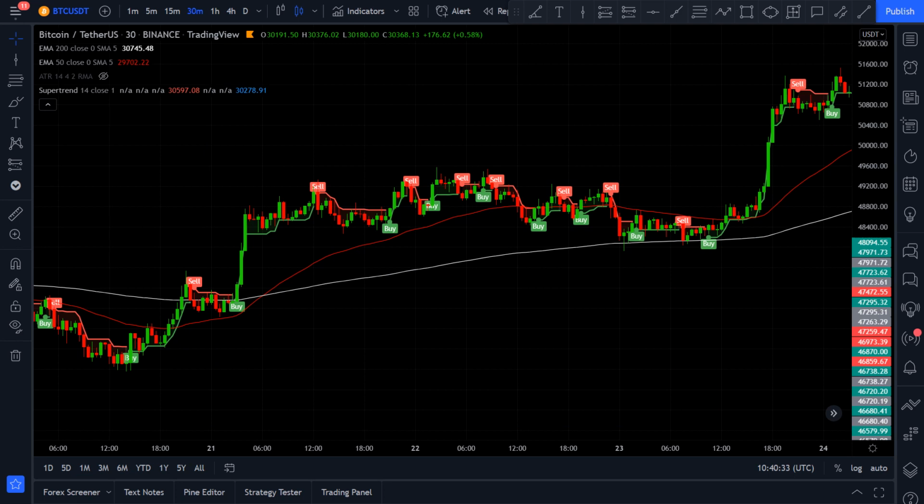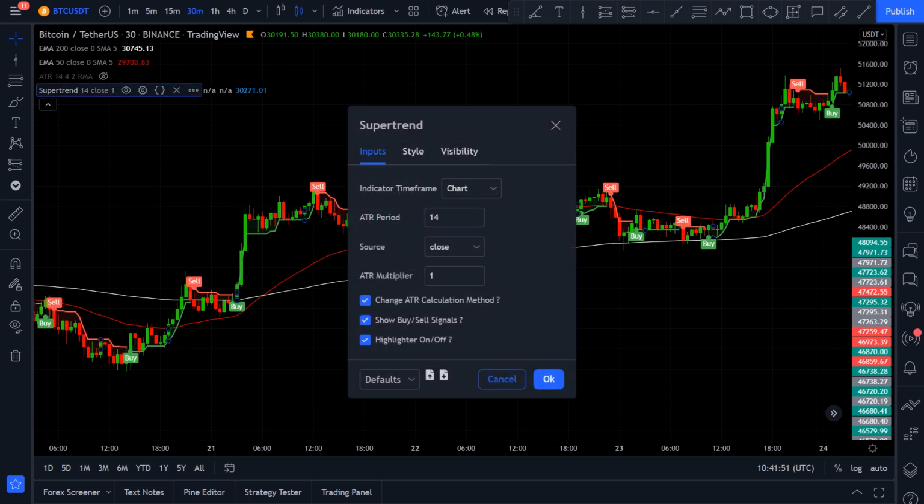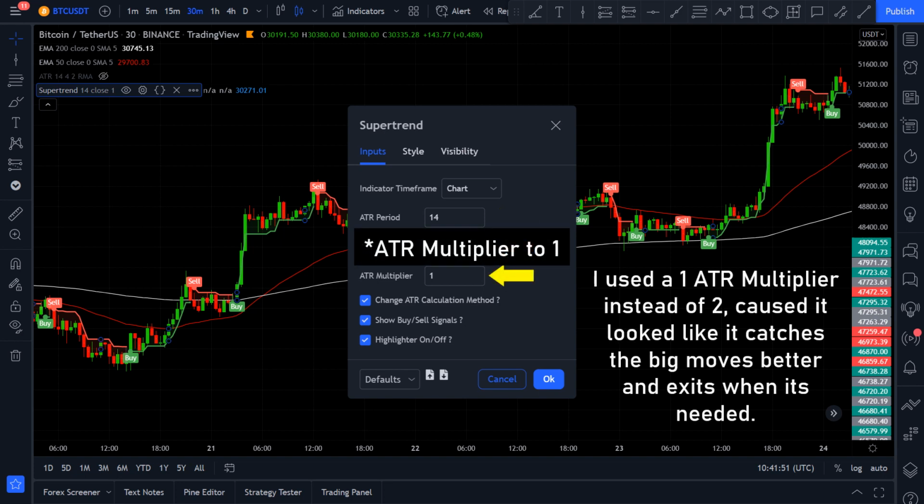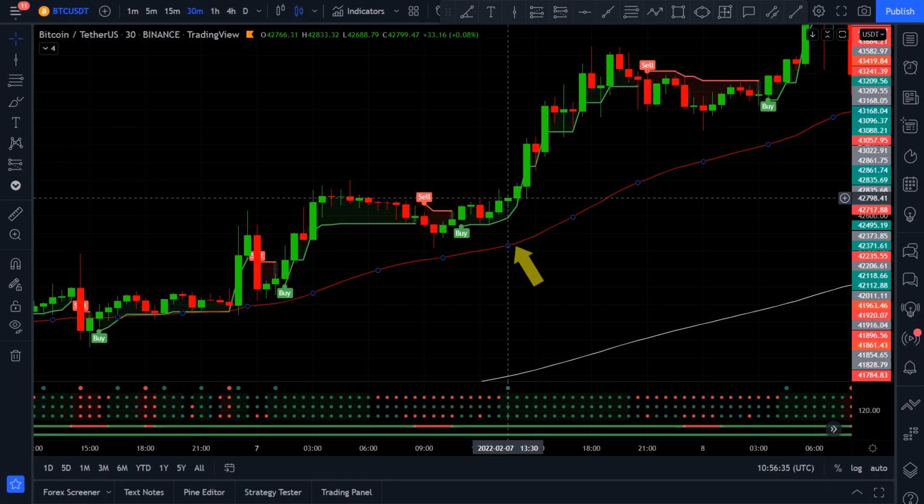So open up the Super Trend settings and change the ATR period to 14, the source to close and the ATR multiplier to 2. Now the entry and position management rules will be the following. For a long position, the 50 length EMA needs to be above the 200 length EMA. The trend meter needs to show 4 green dots. The trend meter lines need to be green between the entry candle and the candle before it. And finally, the Super Trend needs to be green.